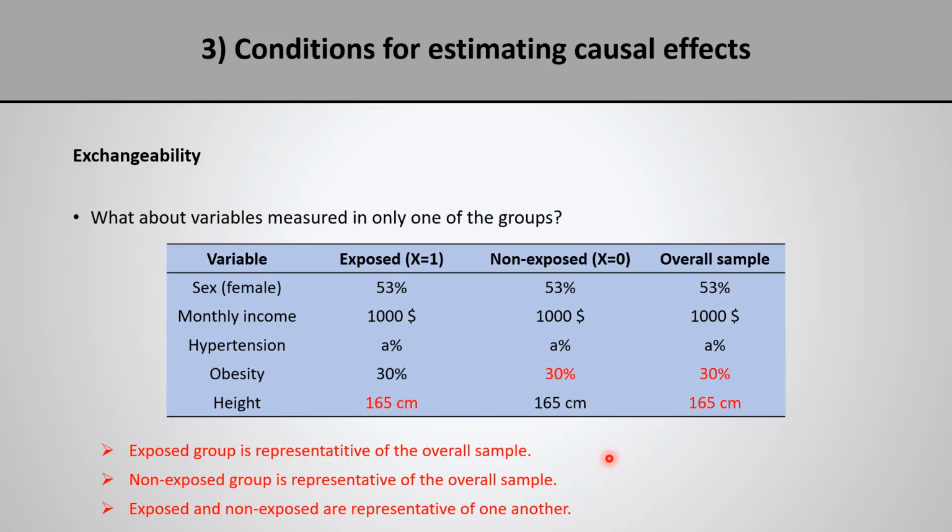So the conclusion that we can arrive at after this thought experiment is that the exposed group is representative of the overall sample, which should make sense because when we assign the exposure using randomization, we are essentially sampling from the overall sample, and therefore the exposed subgroup is a representative subset of the overall sample. We can also see that the non-exposed group is representative of the overall sample as well for the same reason. And if they are both representative of the overall sample, they are of course representative of one another. We could have arrived at this last conclusion simply by thinking about the result of perfect randomization, which would produce two groups that are perfectly comparable.